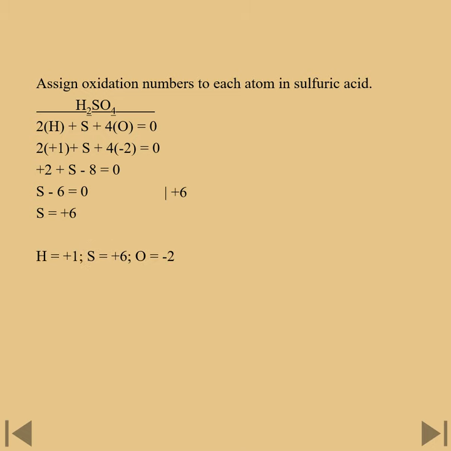So +1 for the hydrogen, +6 for the sulfur, and the -2 for oxygen, which we nearly always see for oxygen. So again, for hydrogen expect +1, for oxygen expect -2.